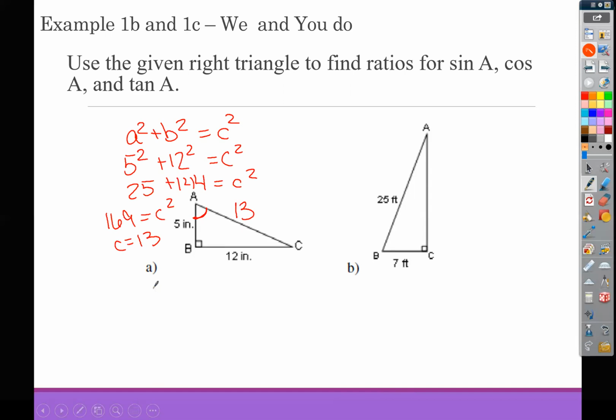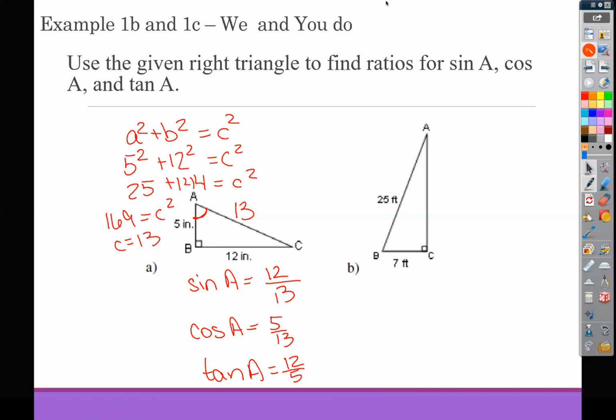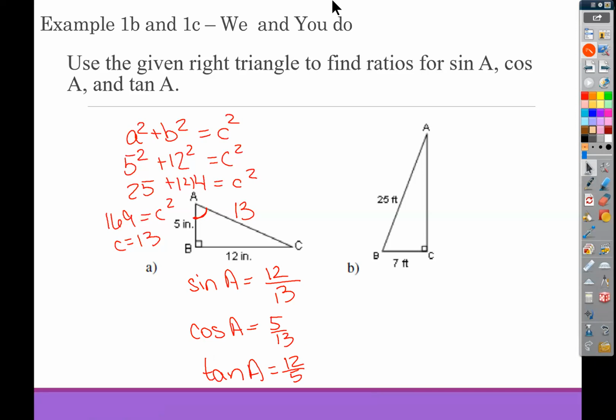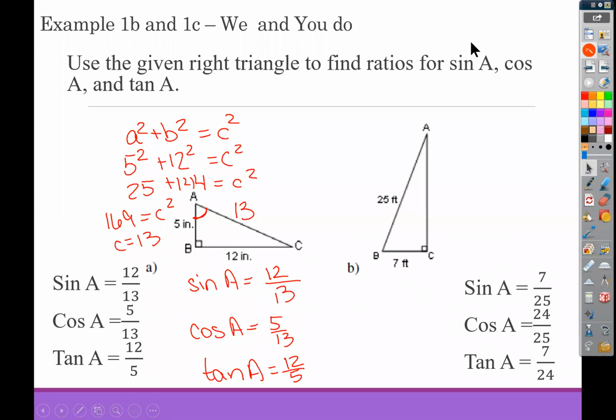Okay, so what that tells me is that sine A is opposite over hypotenuse. Cosine A is adjacent over hypotenuse. And tangent A is opposite over adjacent. And you try the second one. All right, and this is what you should have gotten.